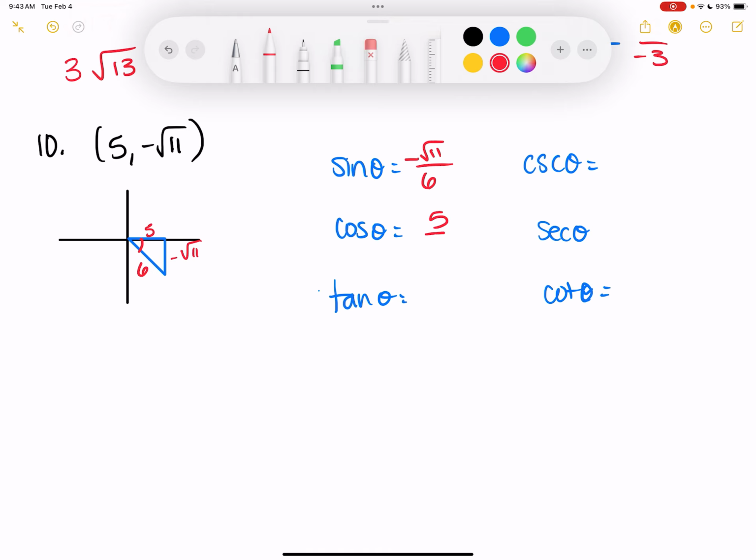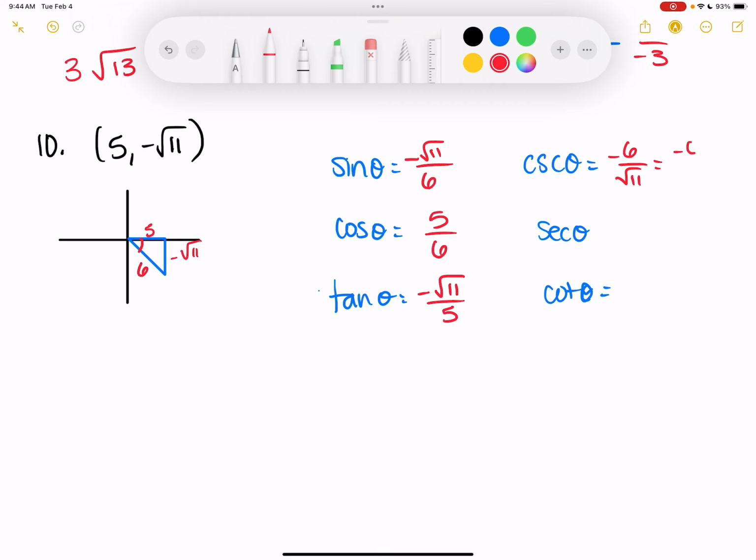Tangent. Opposite over adjacent, negative 11 over root 11 over 5. Now we have to do the thing. If you want to go straight to rationalizing when you flip them, if you feel like you can do that, you're welcome to. I will write them flipped and then rationalize just so that we see it, but you'd be able to go straight to it. What's cosecant?